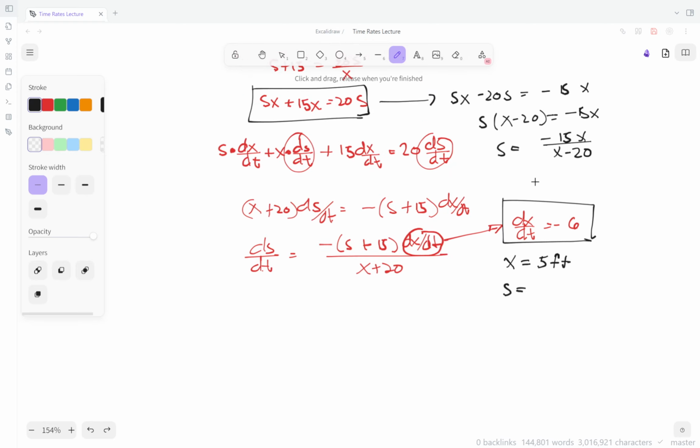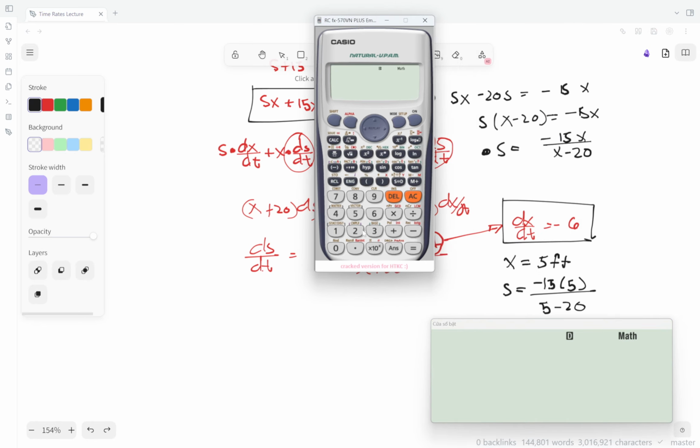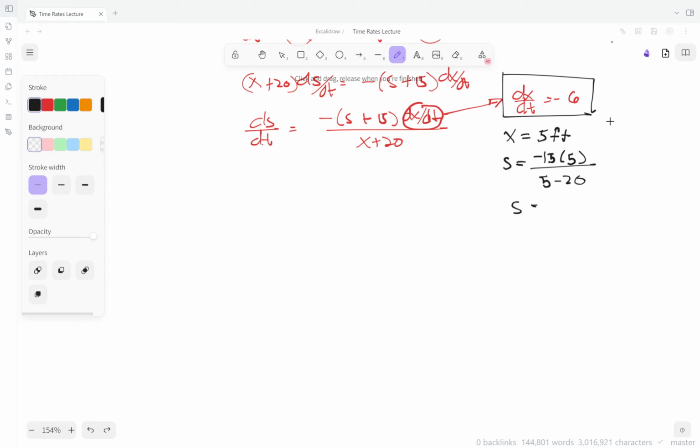So to find s, you just need to plug in the values of x. Here you get negative 15 times 5 all over 5 minus 20. I'm not sure if I have an answer for this, so let's use a calculator to plug in those values. I'm not good with arithmetic. You have your negative 15 times 5. I'm not sure if I'm putting the numbers correctly, but you can see on the screen, you have negative 15. Now you have the value of 5 as well. We put here the value is also 5 feet. Is it feet?